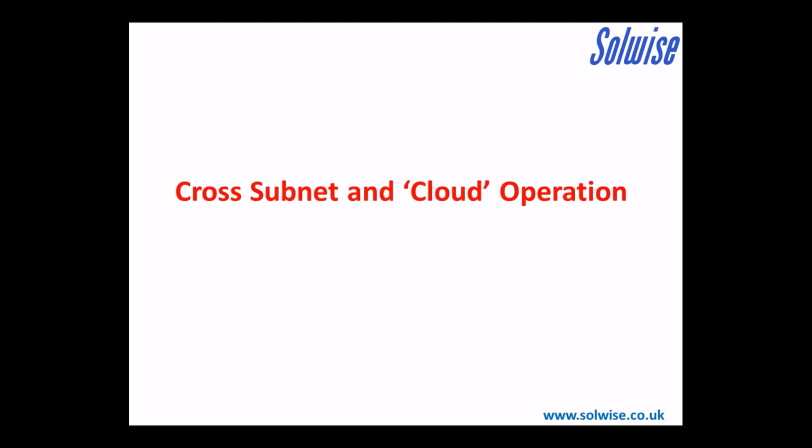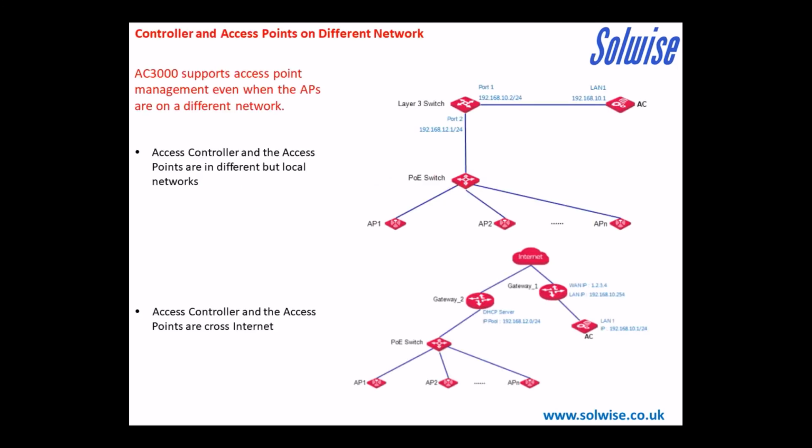Okay, cross-subnet and cloud operation. The AC3000 will actually manage and control access points across subnets. Now, those could be across local subnets, or they can be across subnets actually separated by the internet. So this is a typical example where the controller's on one subnet, but the access points are on a different subnet. So the controller is able to manage these access points between different subnets.